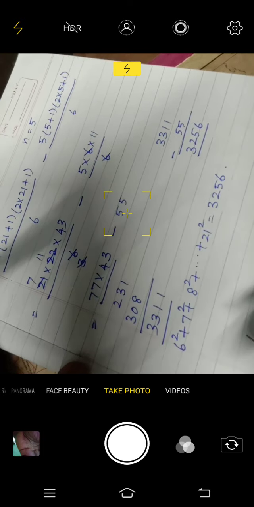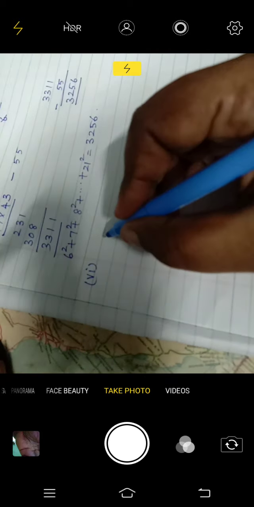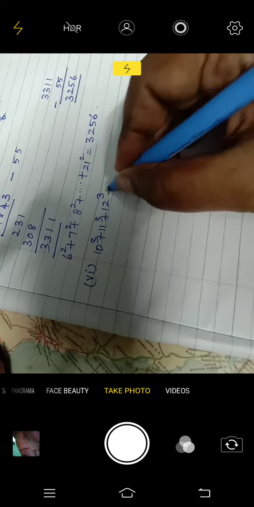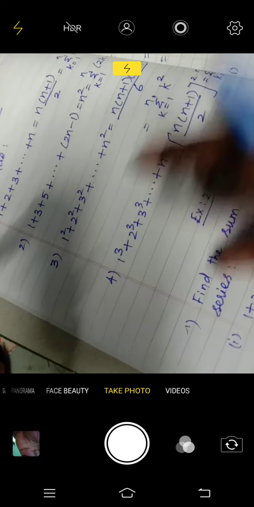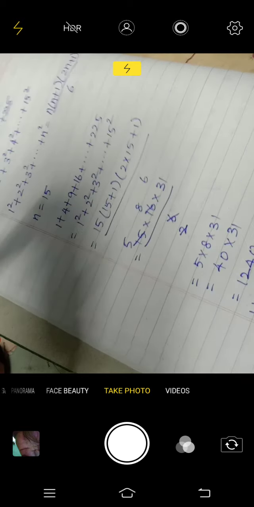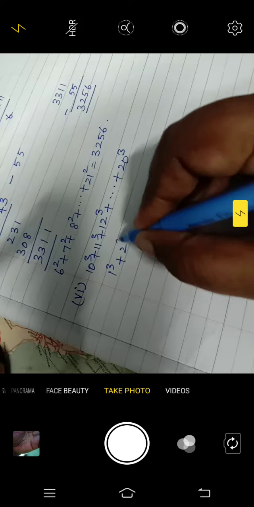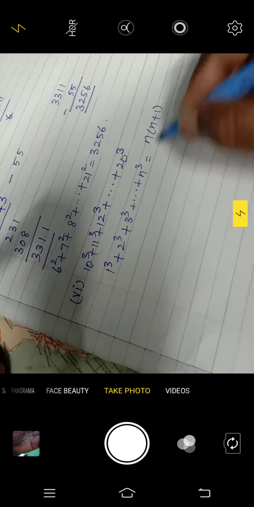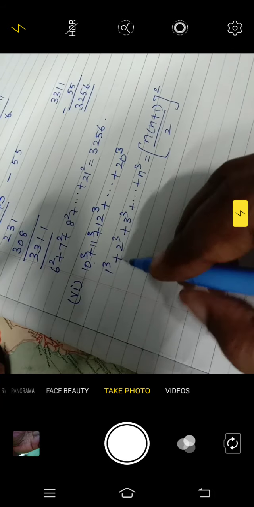Next subdivision is sum of cubes. 10 cube plus 11 cube plus 12 cube plus etc. plus 20 cube. What is the formula for the sum of cubes? 1 cube plus 2 cube plus 3 cube plus etc. plus n cube is equal to n into n plus 1 by 2, whole square. Here also we need only from 10 cube. We don't need up to 9 cube.